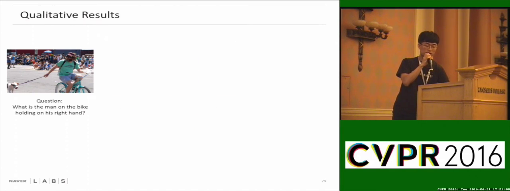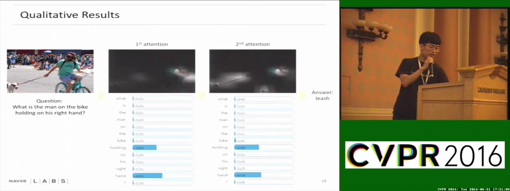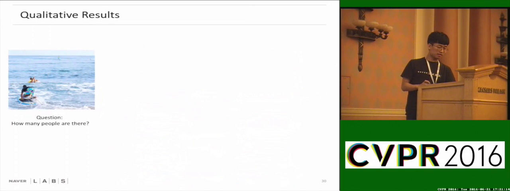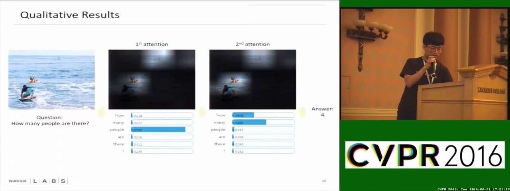When we change the question to this one, it focuses on the keywords holding and hand and moves its visual attention to find something that he's holding with his hand. In this example, it sequentially attends to the words people and how many in figuring out the number of people in the image.